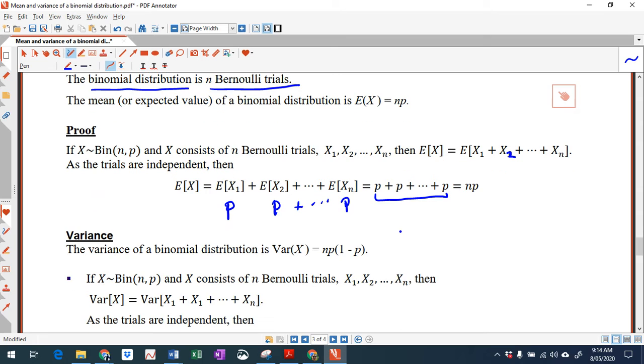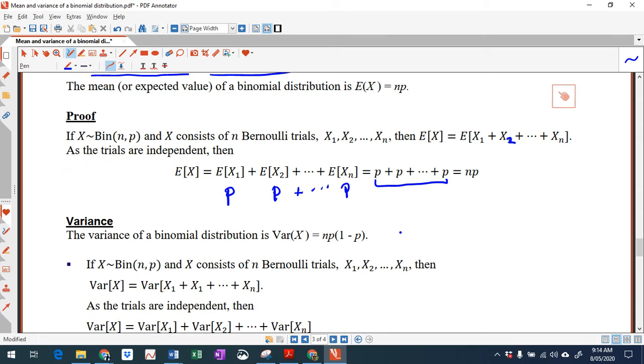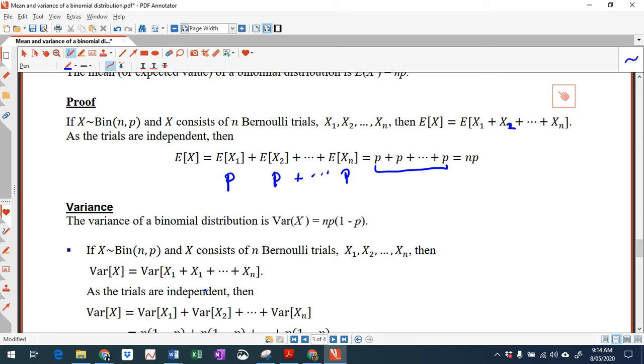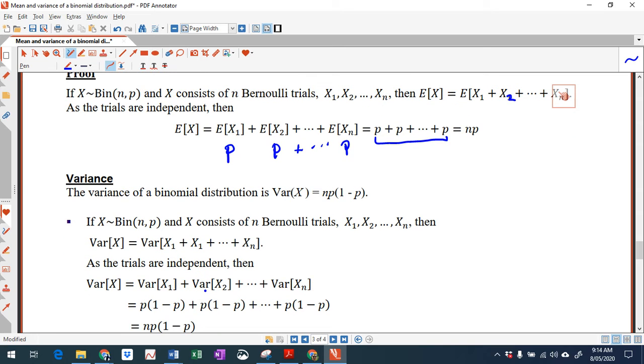Now, also, what else did we do? We established, we looked at variance before. Now, the variance of a binomial distribution is n p brackets 1 minus p. So let's have a look at a proof of that. Okay, so proof.